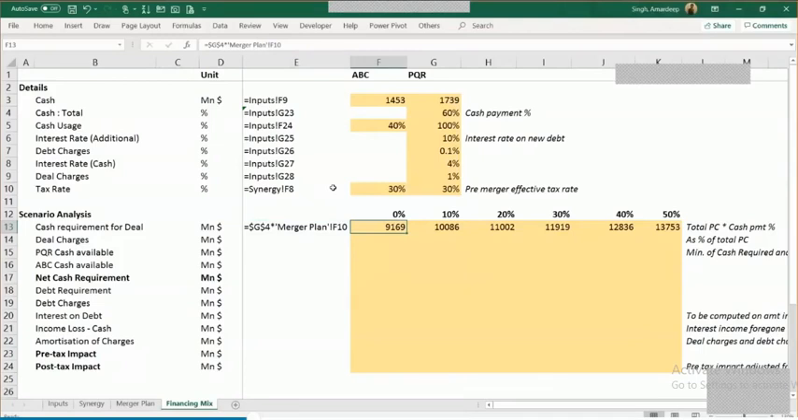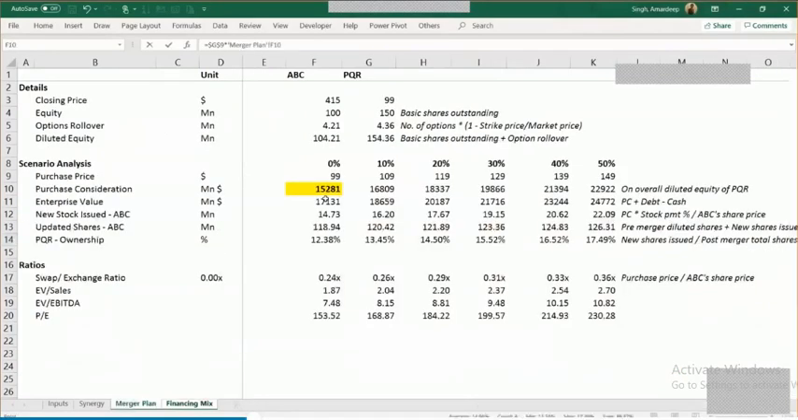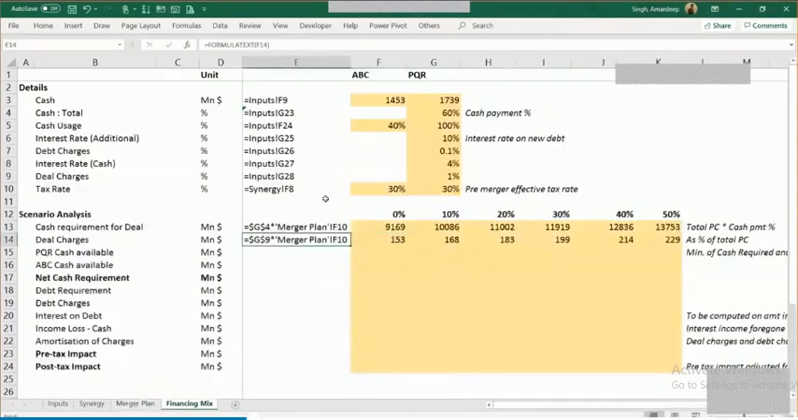But apart from that, obviously we need to pay the professionals, the investment bankers who are going to support us. So to them, we're going to pay the deal charges given here in row number 9. I'm going to pay 1% of the total purchase consideration. So the total purchase consideration is again here. We're going to pay 1% of that over here. This is the amount of deal charges that we'll have to pay to the investment bank.